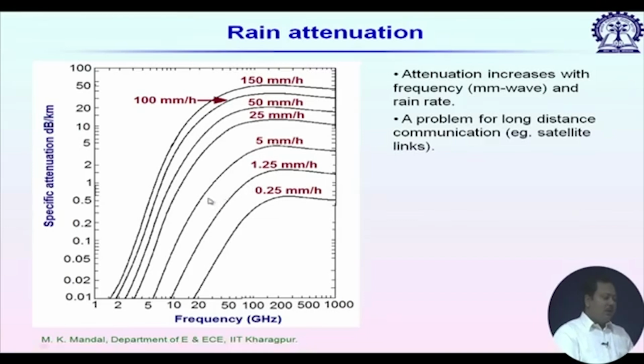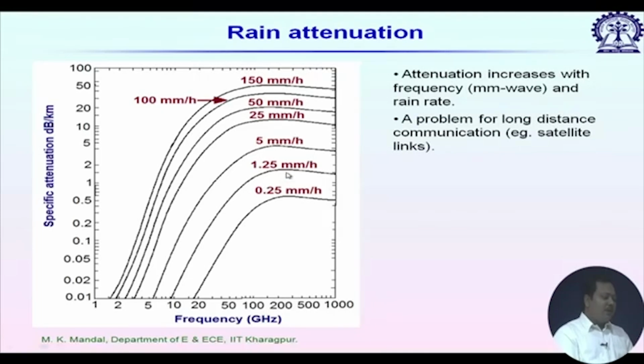So, why does this attenuation happen? Because the rain droplet scatters millimeter wave frequencies, and the size of this rain droplet is comparable to the millimeter wave wavelength.